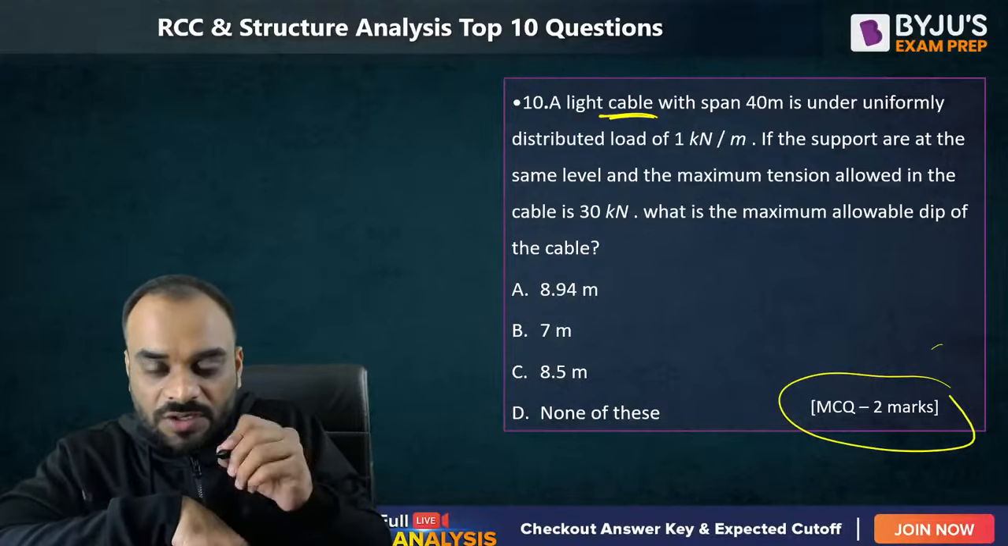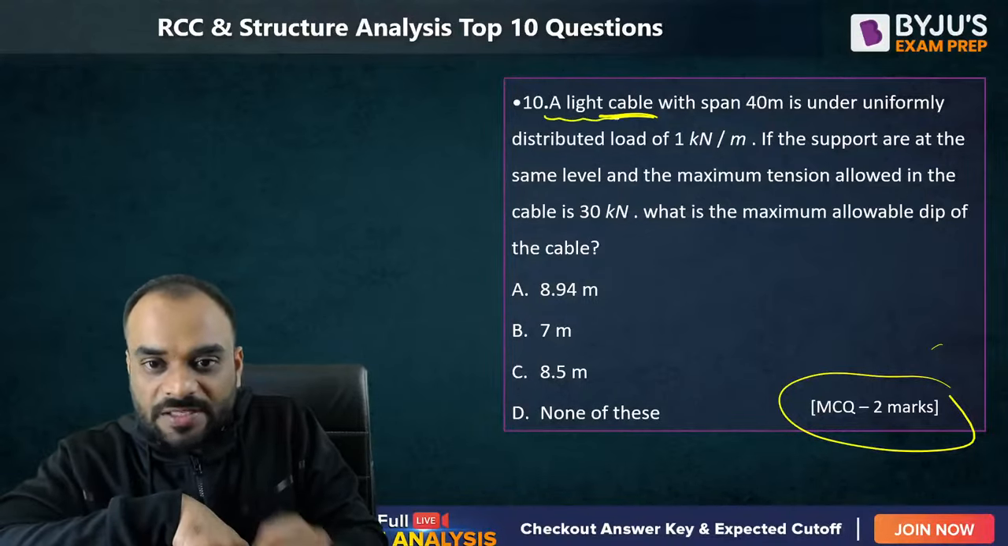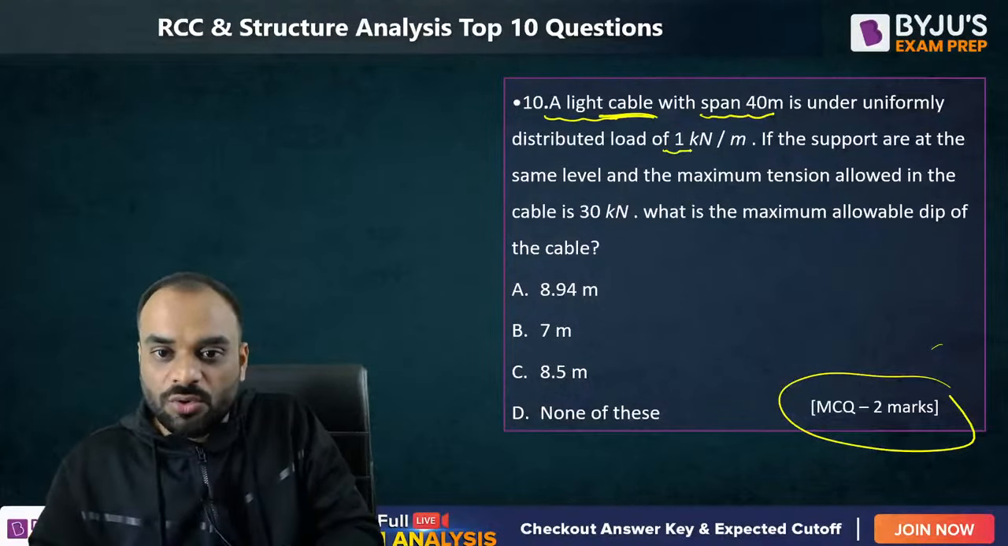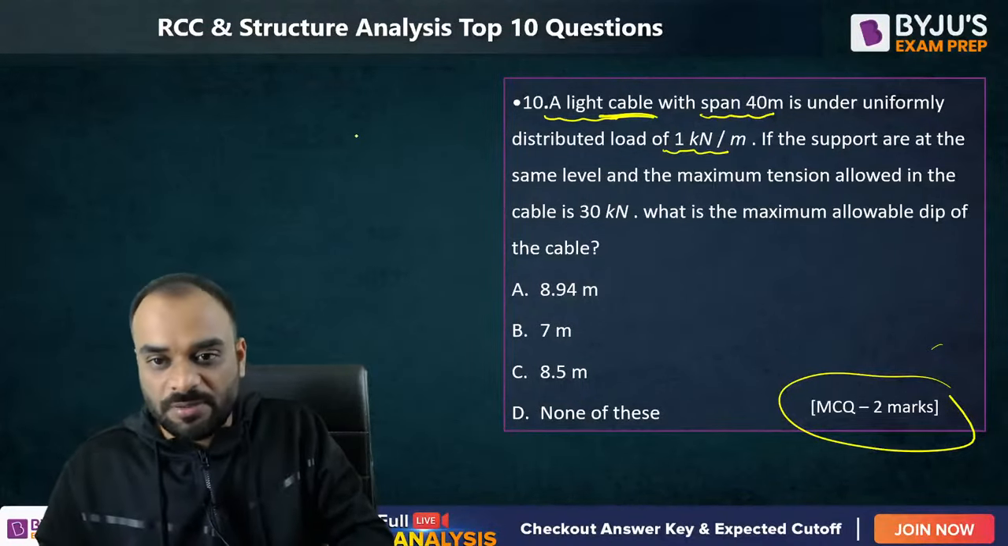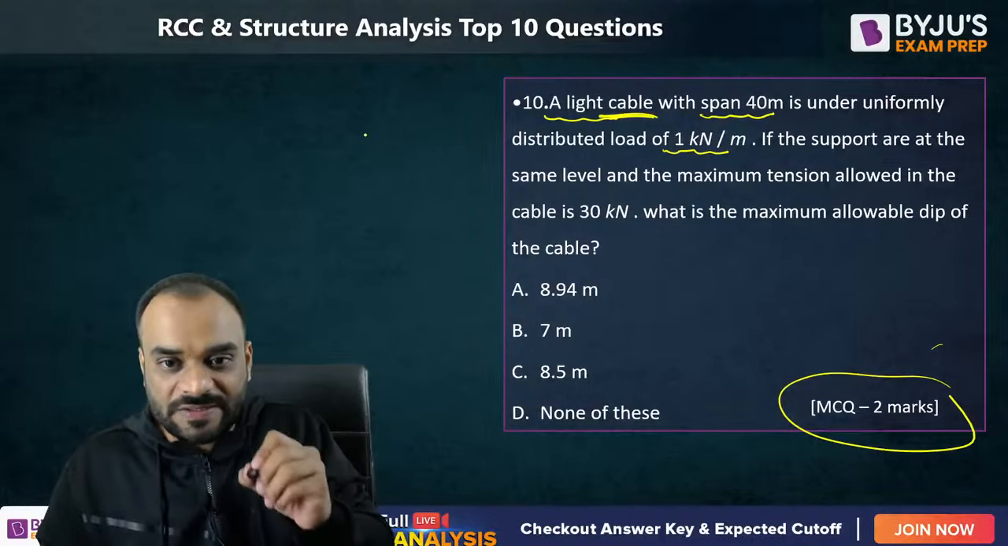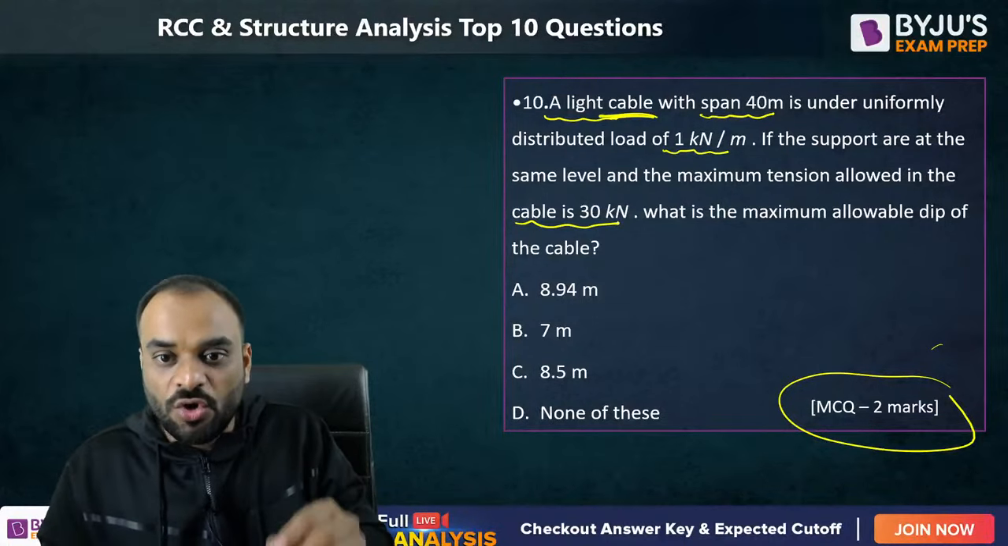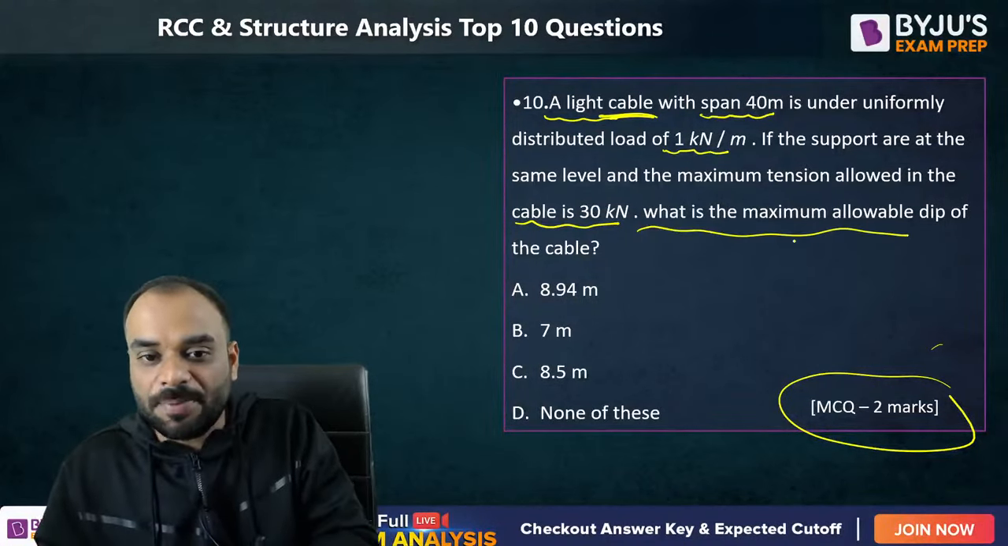What is given to us? A light cable is there whose span is 40 meter, and a UDL is there whose intensity is 1 kilonewton per meter. If the supports are at the same level and the maximum tension allowed in the cable is 30 kilonewton, what is the maximum allowable dip in the cable?